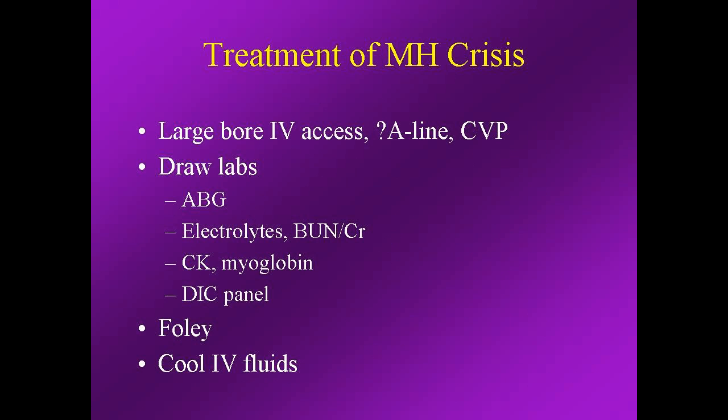While providers are mixing up and administering the dantrolene, other providers need to perform other tasks. These include establishing large bore intravenous access and perhaps an A line and a central venous line. Somebody needs to draw lab values, including an arterial or a venous blood gas, electrolytes, BUN, creatinine, CK, and myoglobin, and a DIC panel. If a Foley is not in place, it should be placed, and the administration of cool IV fluids is recommended.